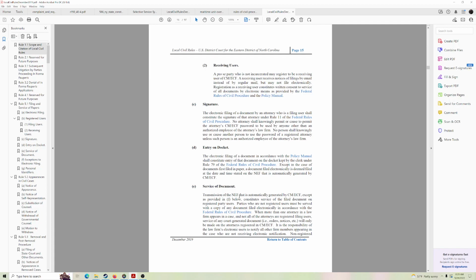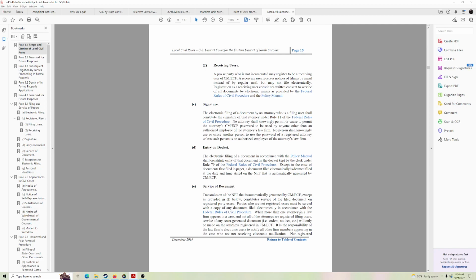Transmission of the NEF that is automatically generated by CM/ECF, except as provided in subsection F below, constitutes service of the filed document on registered party users. Parties who are not registered users must be served with a copy of any document filed electronically in accordance with the Federal Rules of Civil Procedure.